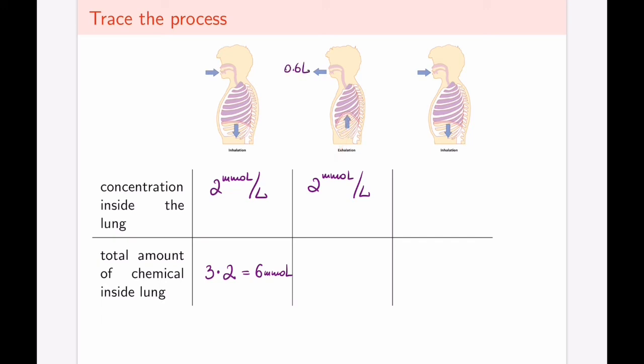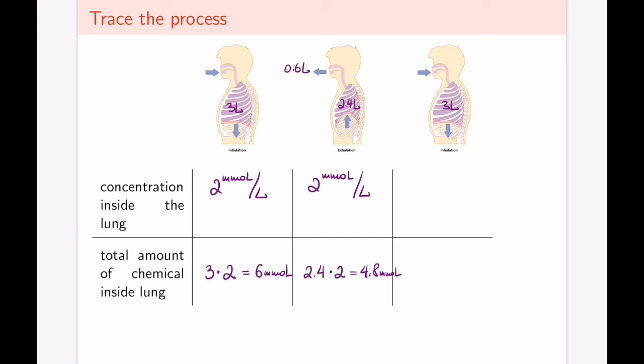On the exhalation, remember, we decided that we exhale 0.6 liters. That means that now the volume of the lung is 2.4 liters as opposed to the 3 liters on the inhale, which means that at the concentration of 2 millimoles per liter, I now have 2.4 liters times 2 millimole per liter, and overall 4.8 millimoles.